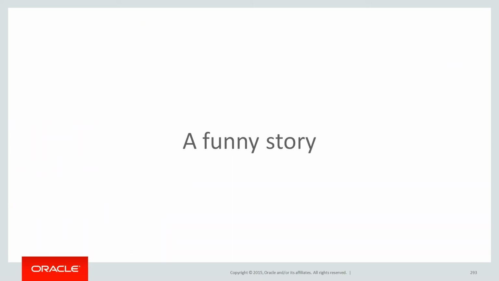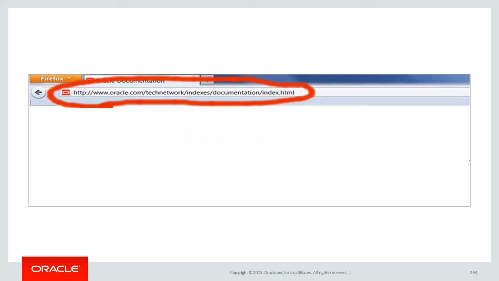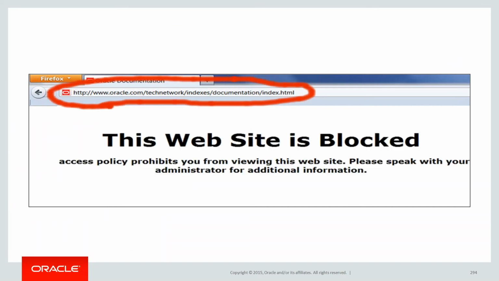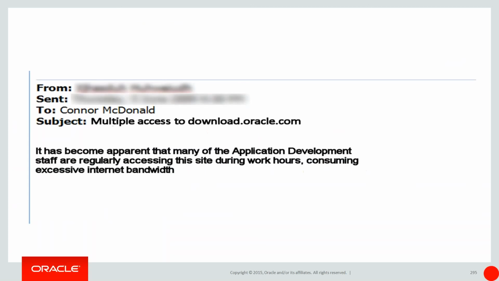And even then, I'll tell you a funny story because we were just about out of time. I was working at a client site recently, and I went to look at the documentation. I have to admit I wasn't looking for the Data Warehousing Guide. But when I got there, I got this. This website is blocked. I couldn't actually access the Oracle documentation from this client site. And I got an email from the administrator saying, the reason you're not allowed to look at the Oracle documentation, it's become apparent that many of the application development people at this company are accessing this site during regular hours, consuming lots of internet bandwidth. So there you go. Sometimes, even when people are trying to do the right thing and actually read the docs, something will get in the way.